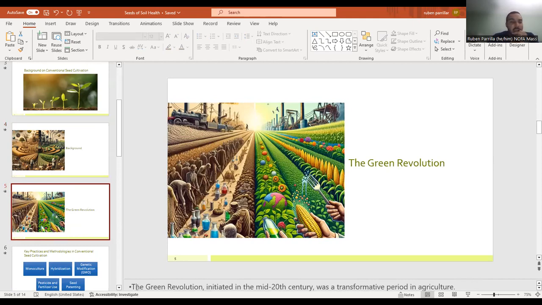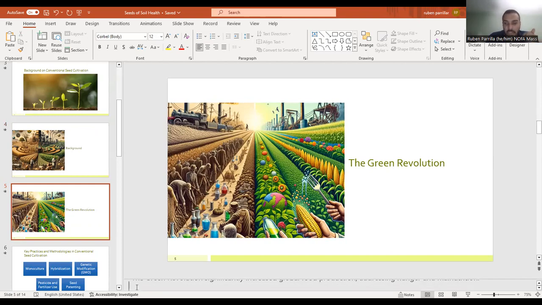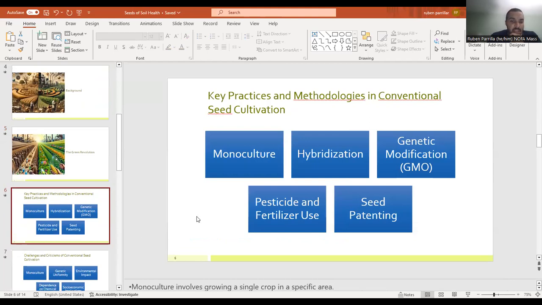So as many of you know, the Green Revolution initiated around the 20th century, and it was a fairly transformative period in agriculture. It introduced high-yielding varieties, chemical fertilizers, and pesticides to boost crop production. And it also significantly increased global food production, addressing hunger and malnutrition, although there are some clear aspects of that that are in contention, and we'll talk about these a little bit here. So what are these key practices that we find in conventional seed cultivation? You can see here we actually have 5 topics that we can go over quickly here.